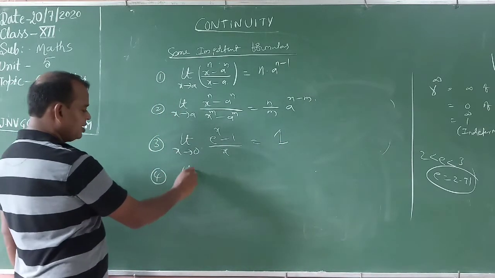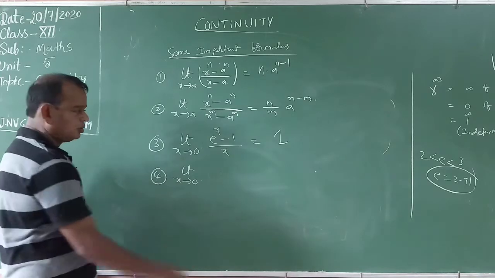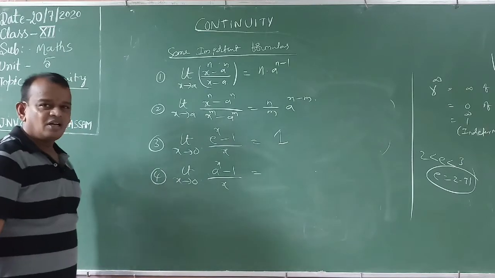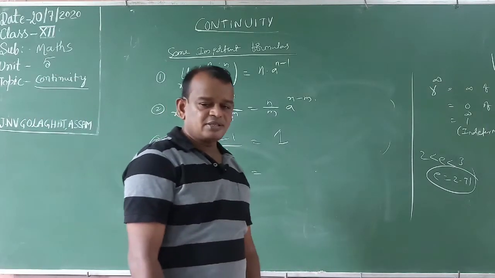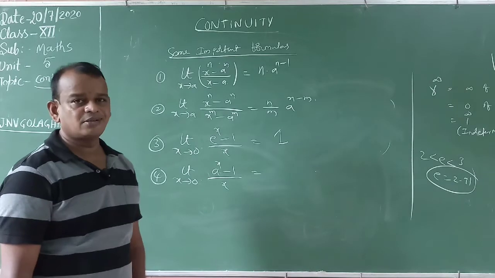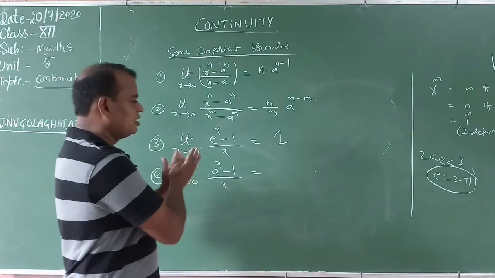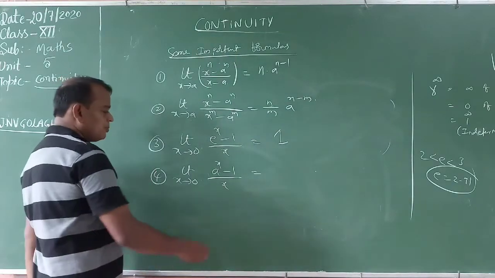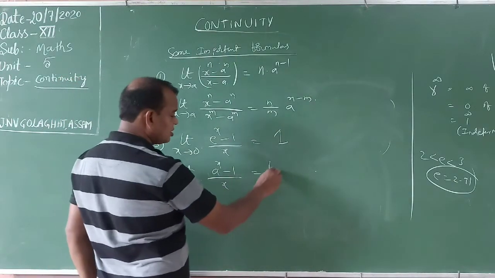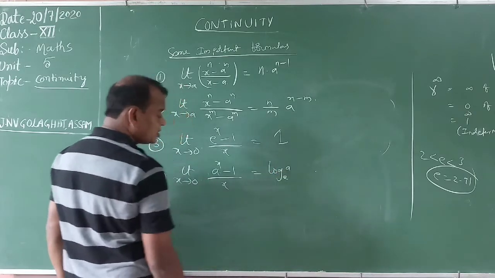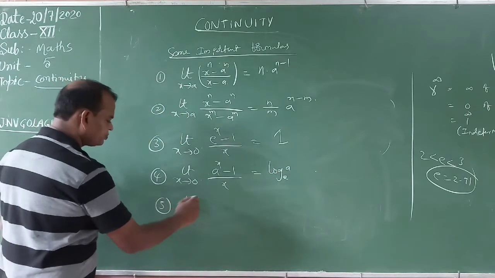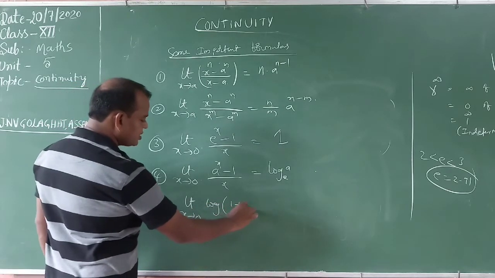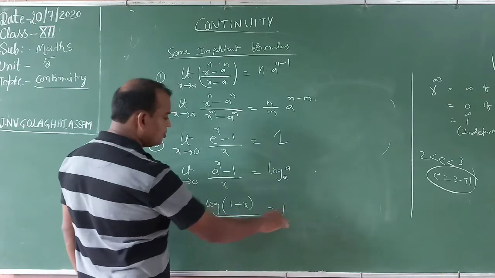Limit x tends to 0, (a power x minus 1) by x. Please remember these formulas. Remember these formulas. Compulsory, each and every one will be used in the continuity topic. Limit x tends to 0, (a power x minus 1) by x, that is logarithm of a to the base e. Limit x tends to 0, log of (1 plus x) by x, that equals 1.